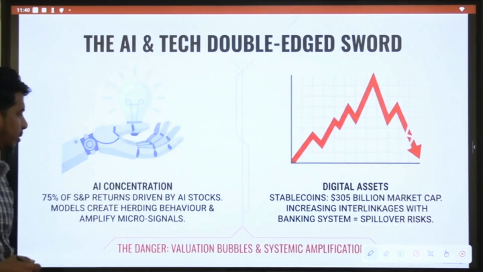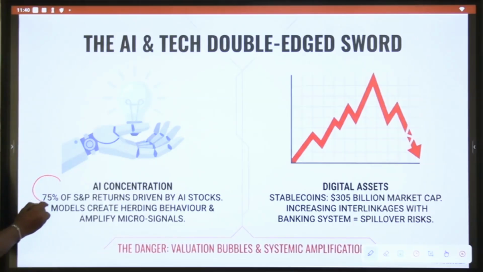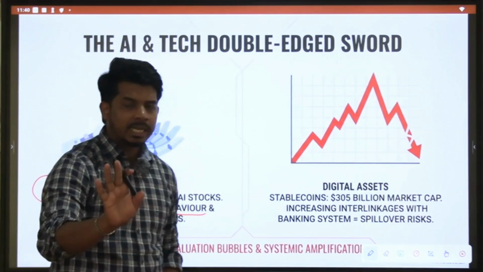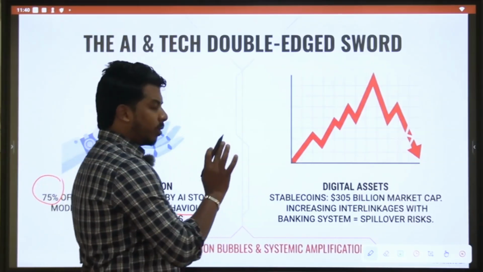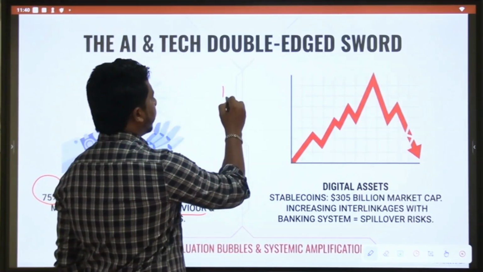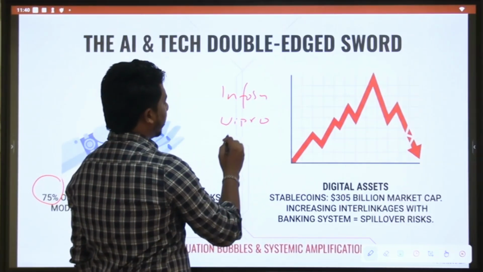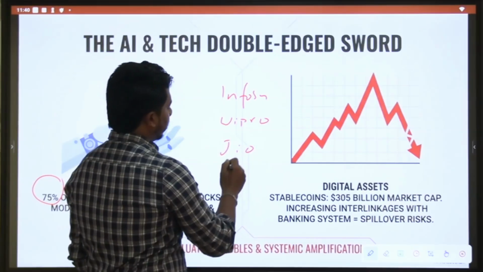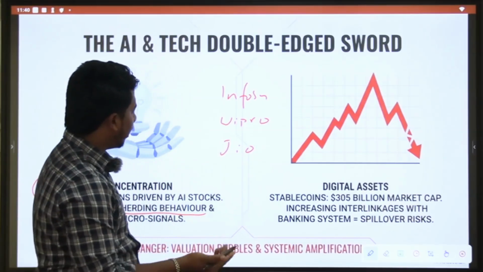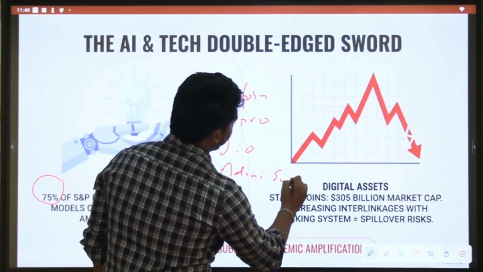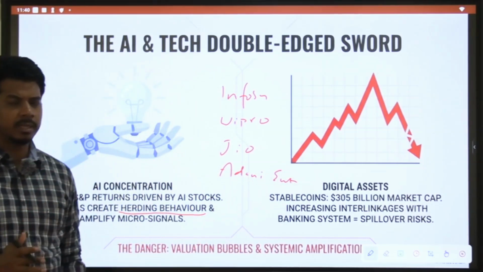So most of the companies which are having high valuation are artificial intelligence, and these artificial intelligence models are creating herding behavior. Let's say there are 10 stocks or 5 stocks, for example, Infosys, Wipro, then there is Jio, and then there is Adani Enterprises. There are 10 companies, just assume there are some companies like this.